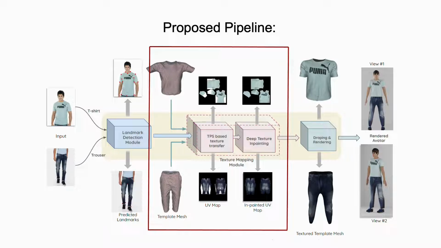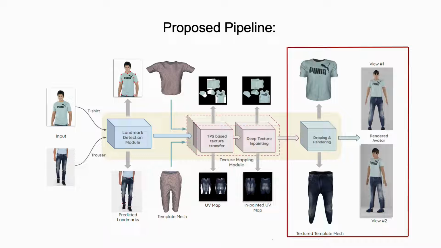However, due to view variations and self-occlusions, these UV maps have large holes and missing parts. Hence, we employ a deep texture inpainting network which inpaints relevant texture to generate consistent UV maps. The 3D models for clothing are then draped on the target pose of 3D human avatars to enable a virtual try-on system.